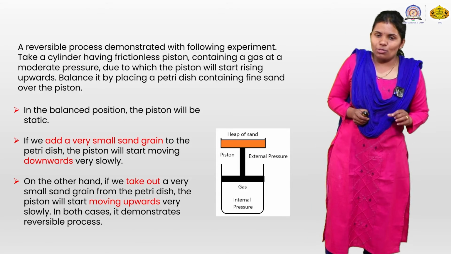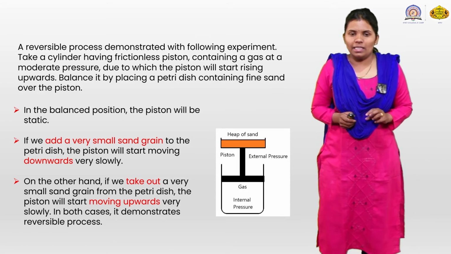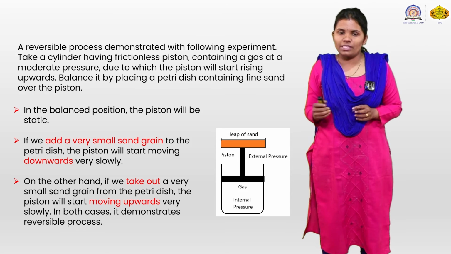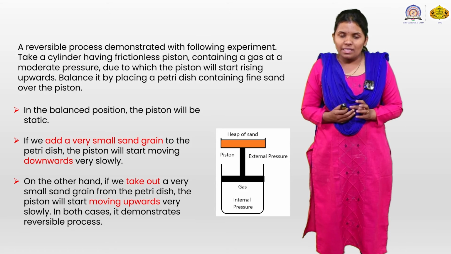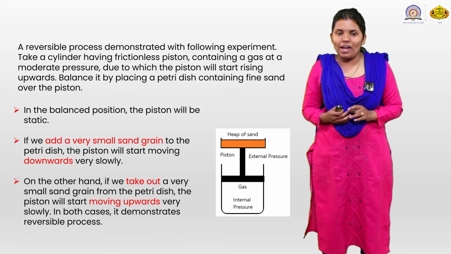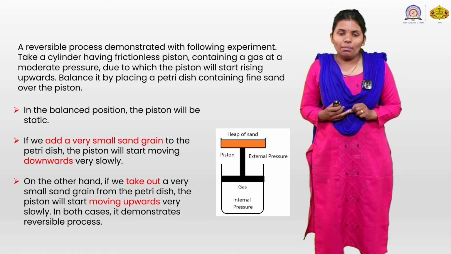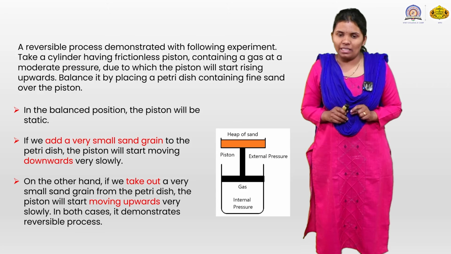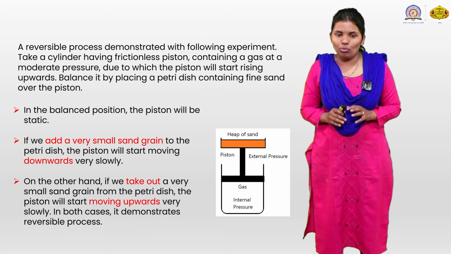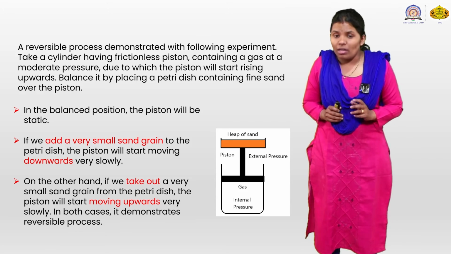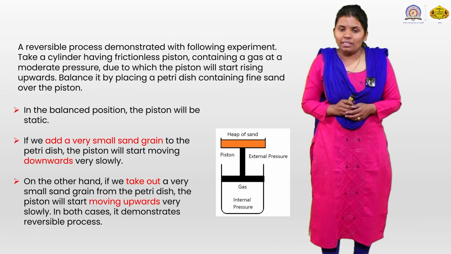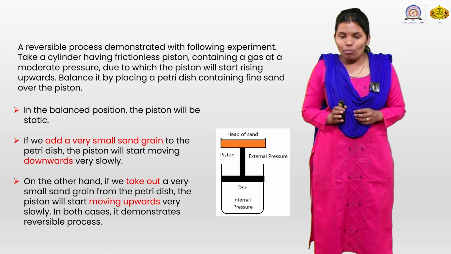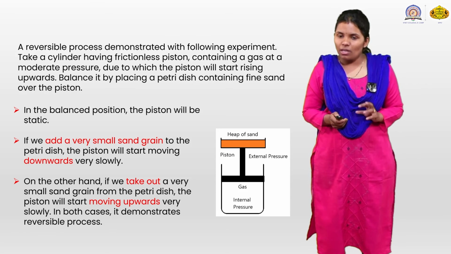A reversible process is demonstrated with the following experiment. Take a cylinder having a frictionless piston containing a gas at a moderate pressure, due to which the piston will start rising upward. Balance it by placing a petri dish containing fine sand over the piston. In the balanced position, the piston will be static. If we add a very small sand grain to the petri dish, the piston will start moving downwards very slowly. On the other hand, if we take out a very small sand grain from the petri dish, the piston will start moving upwards very slowly. In both cases, it demonstrates the reversible process.